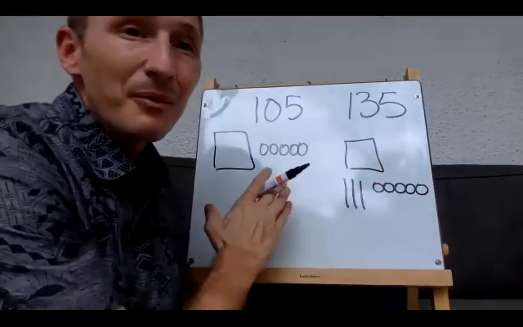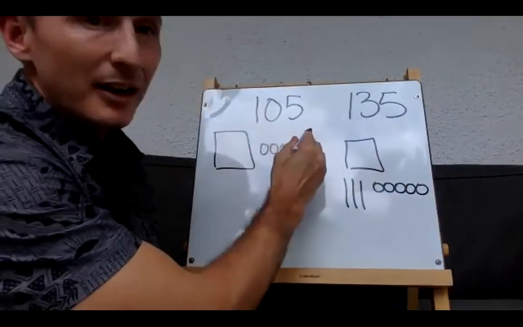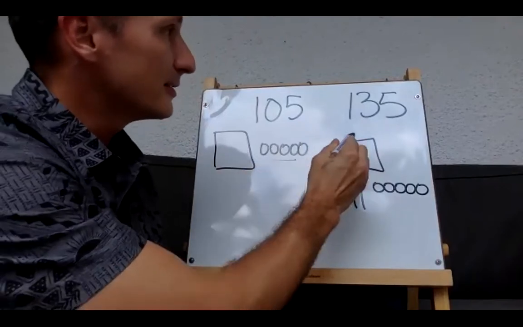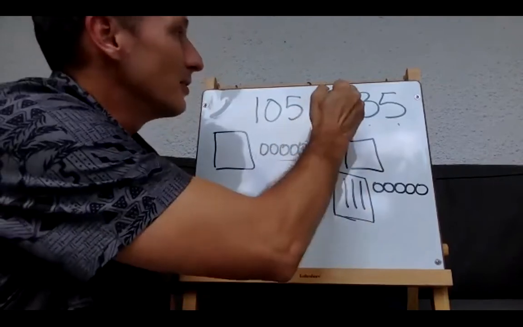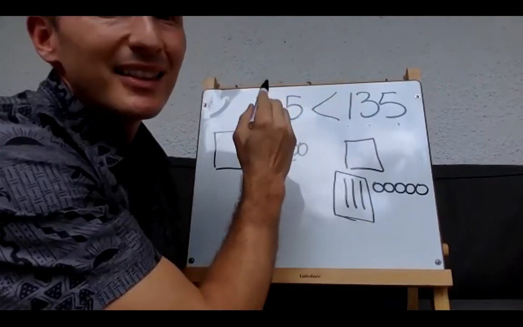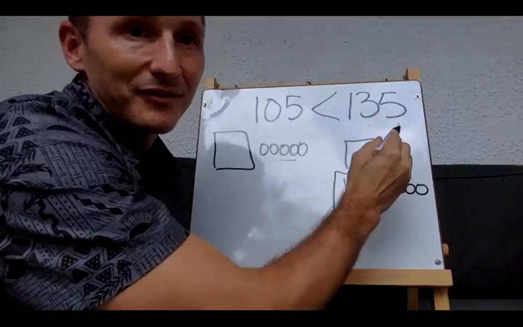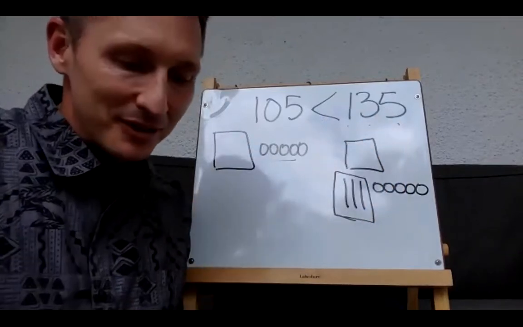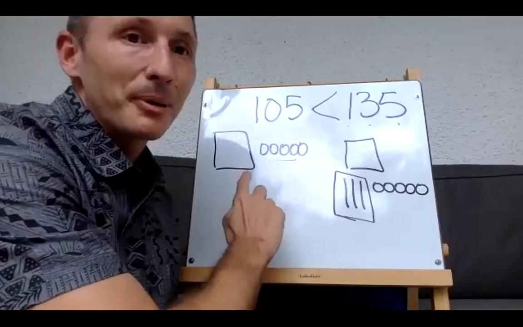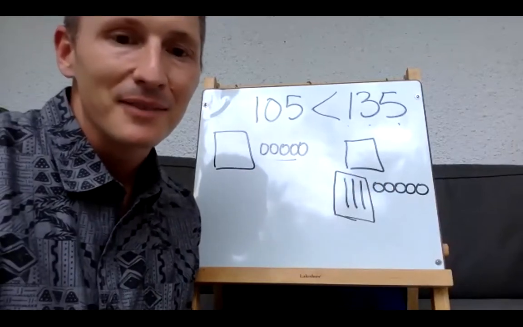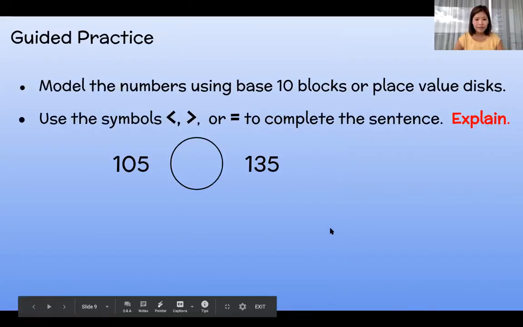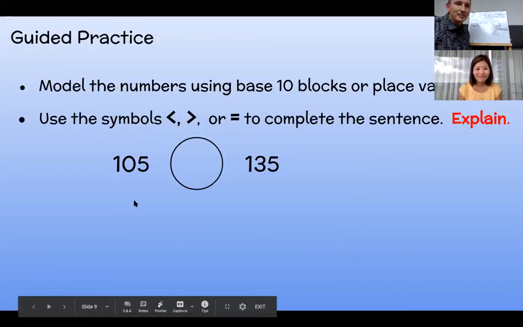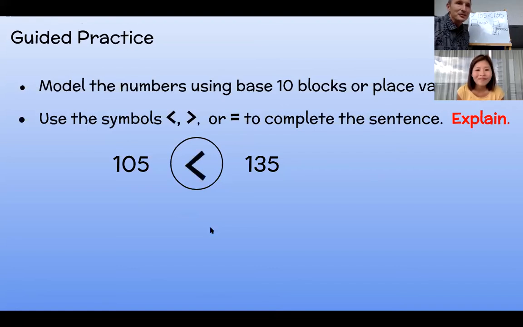Okay, so if I want to compare them, I see that the 105 has 105 1s, but 135, oh, it has the 3 10s there. So I know that 105 is going to be less than 135. Okay, so make sure that your model looks like mine. That way we can use our language to compare the two numbers together. Okay, we're going to go back and we're going to model another example here for you. Great job, Mr. Regan. Thank you, Miss Yuka. All right, let's look at our next example. Here we go, and that's how we checked. 105 is less than 135.